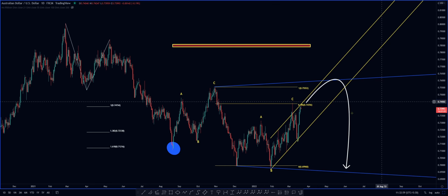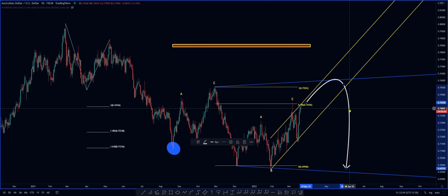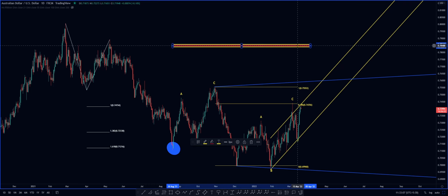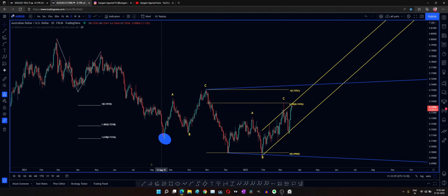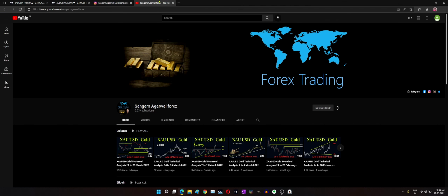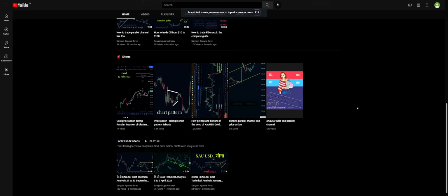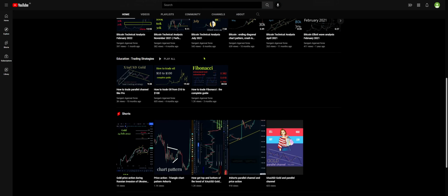Chart pattern can be something like this: A, B, C, D, then E. If you pay attention on this fib extension level, and this correction started from 61% projection, then this is the same strategy we share in this education video, how to trade Fibonacci, the complete guide. Everything is explained: retracement and extension, how to use both tools together.